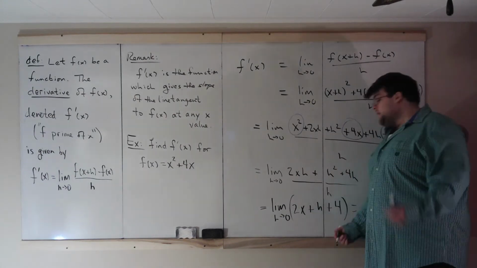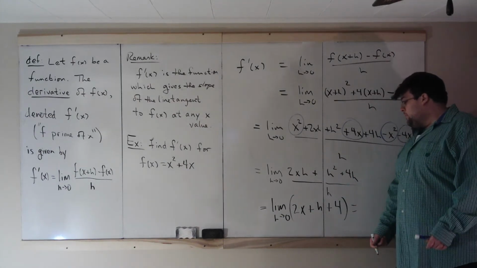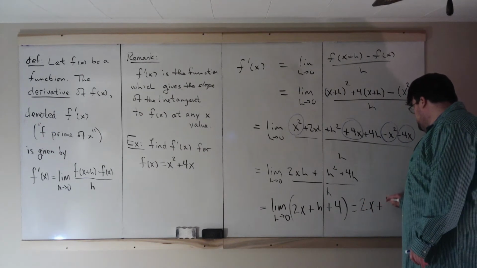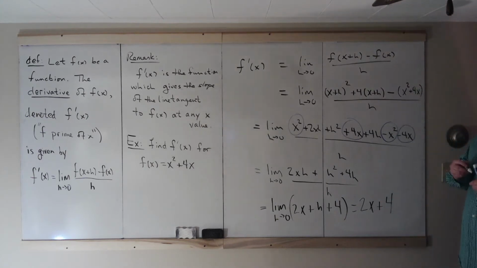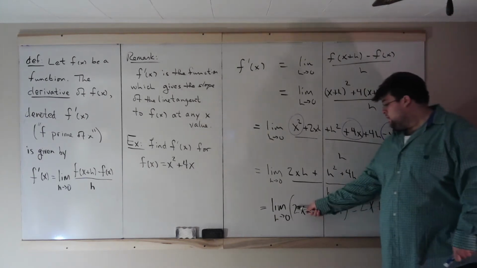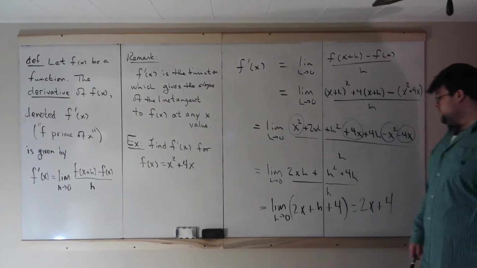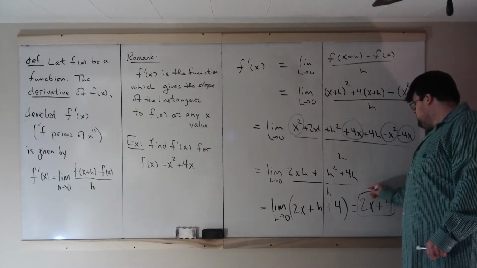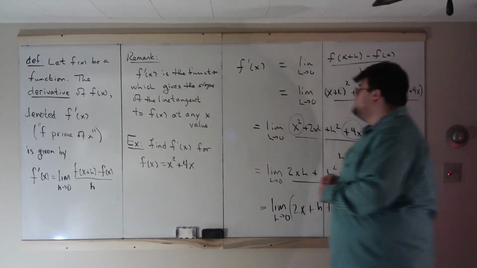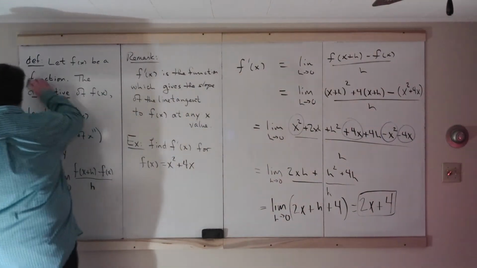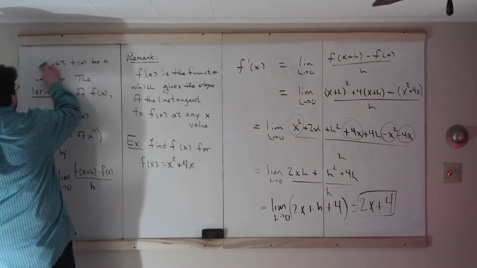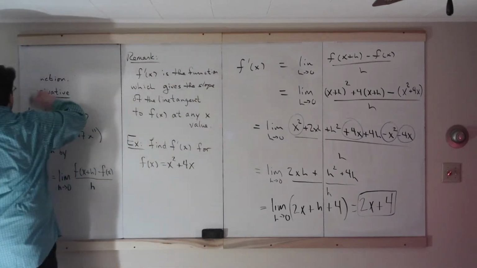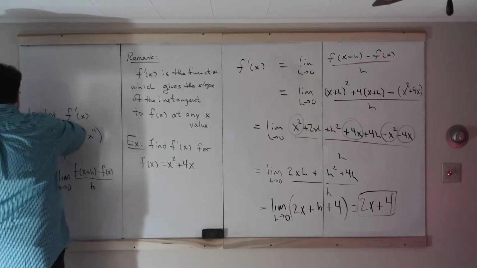And now you can let h equal 0, or you could say that you apply the algebraic limit laws. If you let h go to 0, 2x doesn't change, h goes to 0, 4 doesn't change, so we just get 2x plus 4. Well, that's great. We found the derivative of this function. Well, what can we do with that? We can do lots of things. Let's do 2 things with it.